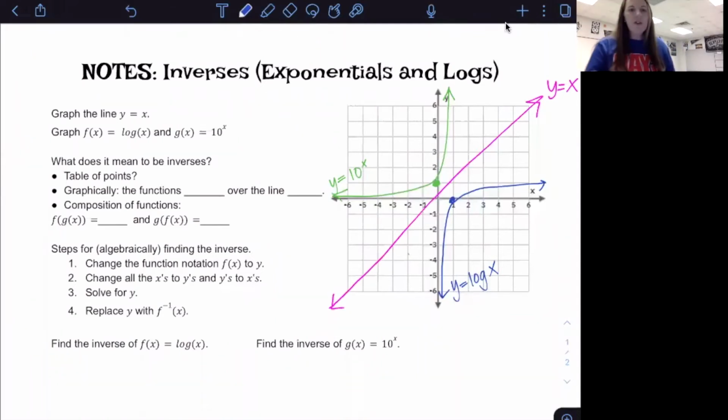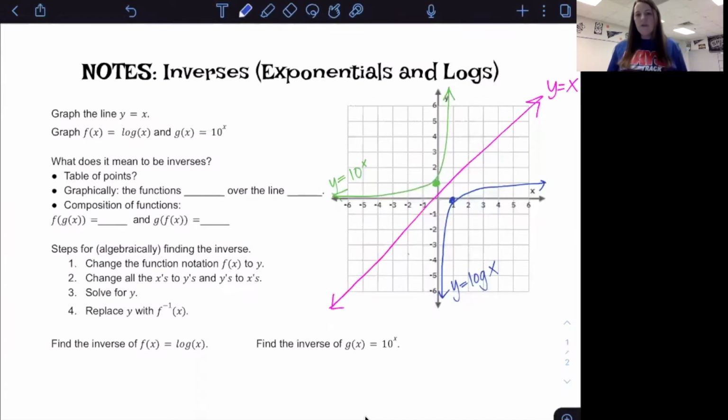Now that we know how to convert from log to exponential and exponential to log, I'm going to show you how to use that skill in order to find inverse functions. So the first part of these notes asks us to graph the line y equals x, which you can see I have there in pink, the graph of f of x equals log of x, and g of x equals 10 to the x power.